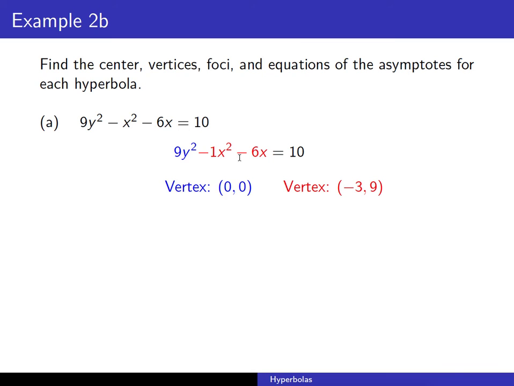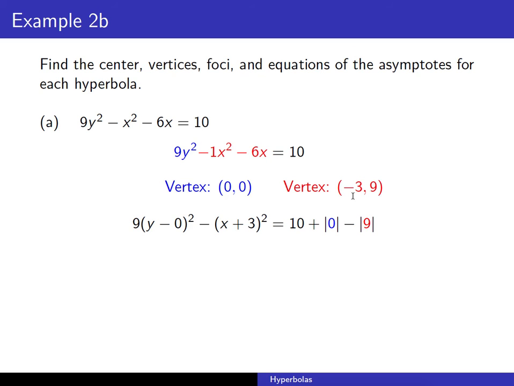So because the x squared term has the negative in front of it, we're going to subtract the absolute value of this 9 to the right-hand side. So copying down the 9 in front of the y squared, we have 9 times in parentheses y minus 0 squared minus the 1. We'll copy that down. Remember, there is a 1 there.